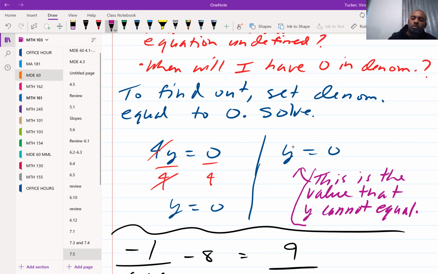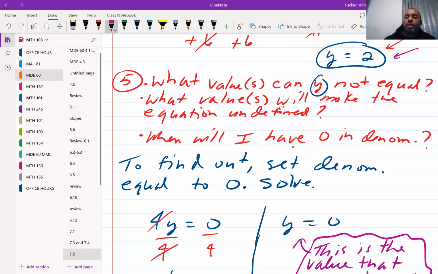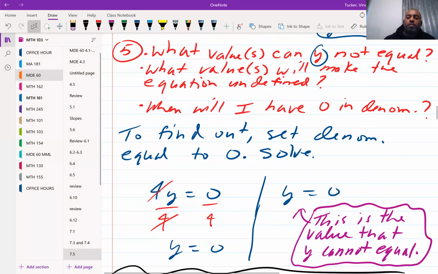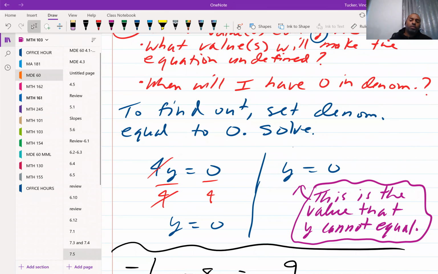All right, so this is the value that y cannot equal. So it wasn't a problem this time because our solution ended up being 2. But if our solution ended up being 0, then we would have a problem. And then we'll talk about what happens when we get there and run across that scenario. But this is how you figure out what values you cannot use. You set your denominator equal to 0, solve for it. That's the value that your solution cannot be equal to.